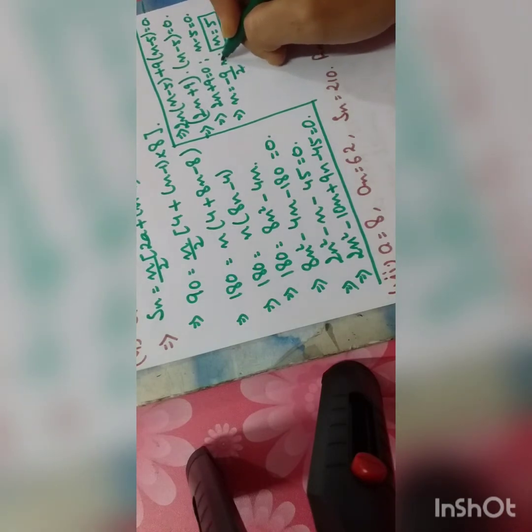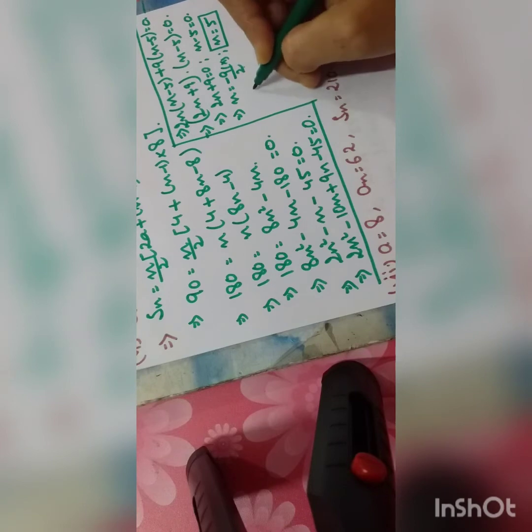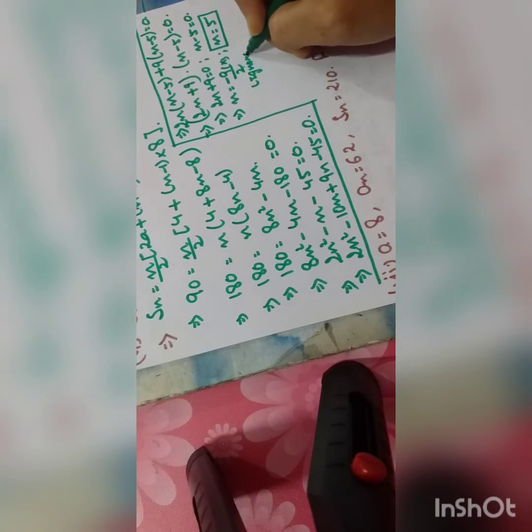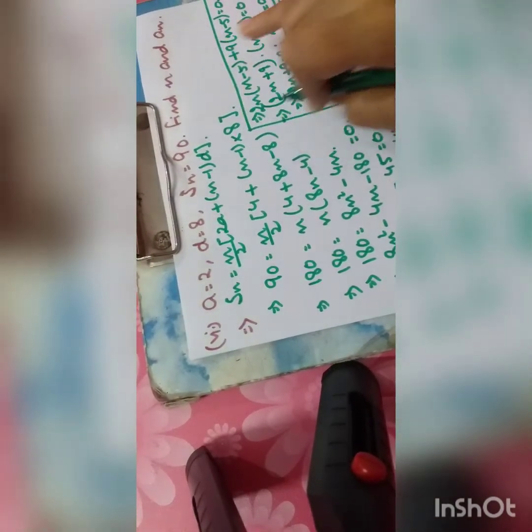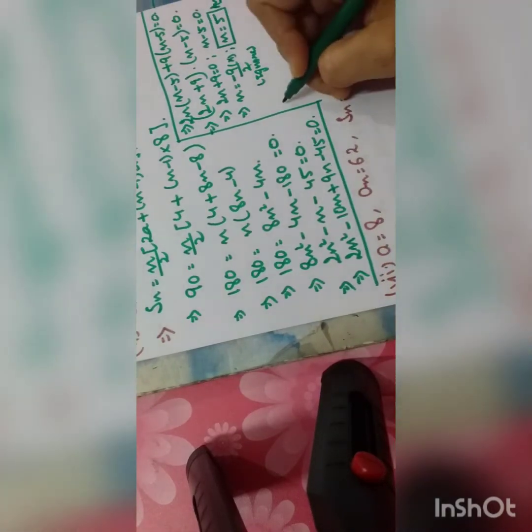Since the value of n can never be negative, as the number of terms can never be negative, we have to ignore this value of n equals minus 9 by 2. So my final answer is n equals 5. So I have found the first part of the question, that is the value of n, n equals 5.